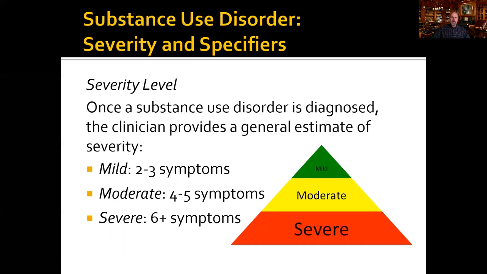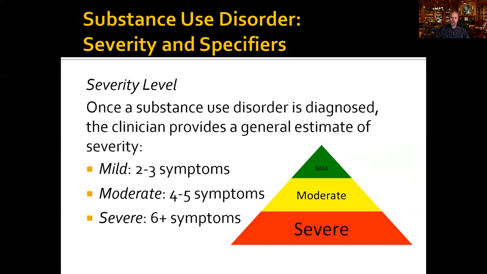The DSM-5 also established severity levels. So you are going to use those 11 criteria to determine the severity level of the substance use disorder. As you go through the 11 criteria, typically in an intake, there'll be questions related to each of those 11 criteria. And you're going to ask questions to try and determine that.